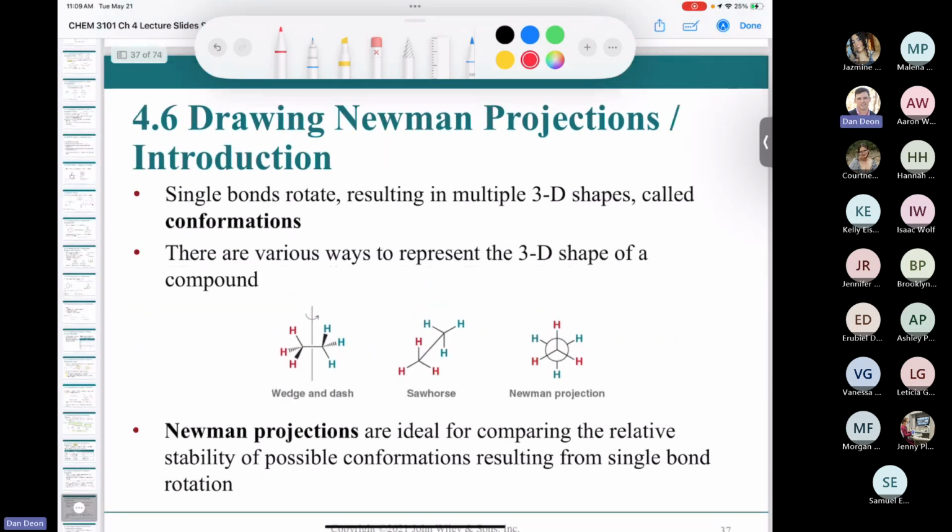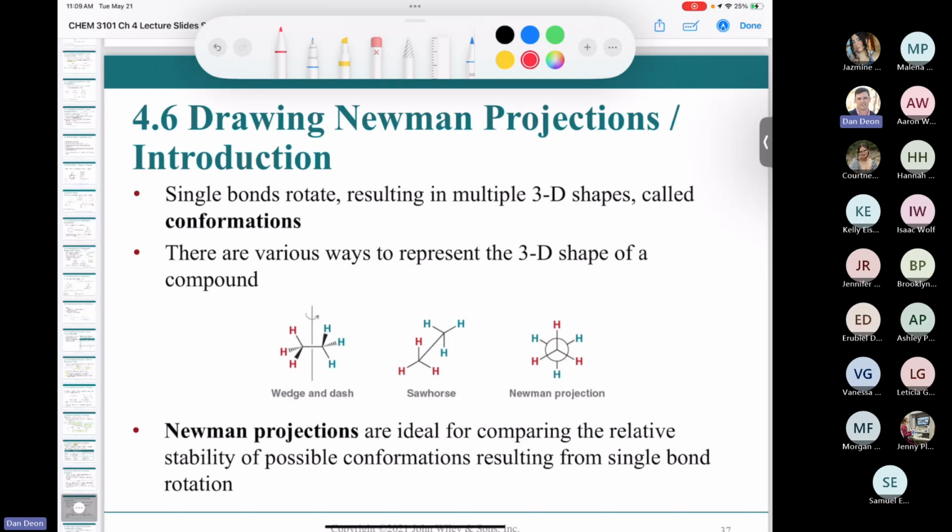All right, the last section I want to cover with you today, it's getting pretty late in the day here, is the idea of a Newman projection. And before next class, I want you to be sure to read the remainder of the chapter, but I want to introduce you to the idea of a Newman projection before you start reading that portion.